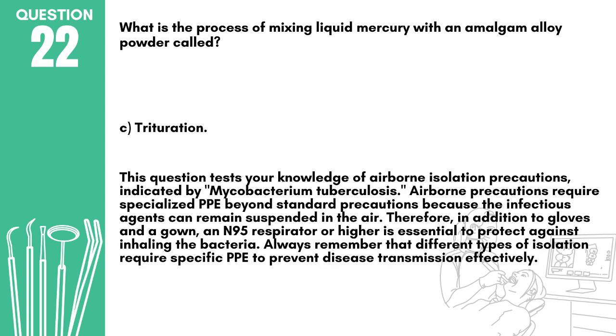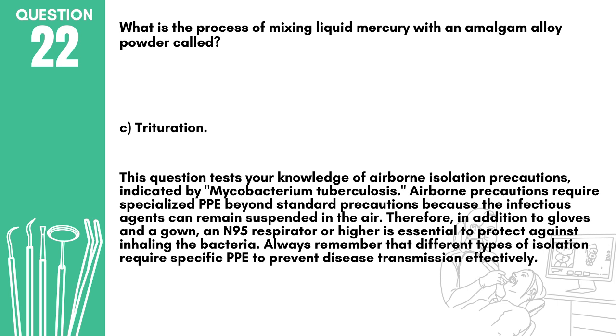Answer: C. Trituration. This question tests your practical knowledge of dental materials, specifically the preparation of amalgam. The keyword mixing liquid mercury with an amalgam alloy powder refers to a specific process. Trituration is the mechanical mixing of the predosed mercury and amalgam alloy in an amalgamator. This process initiates the chemical reaction that allows the amalgam to set, harden. Condensation is packing, polymerization is hardening for composites, and setting is the overall hardening process.